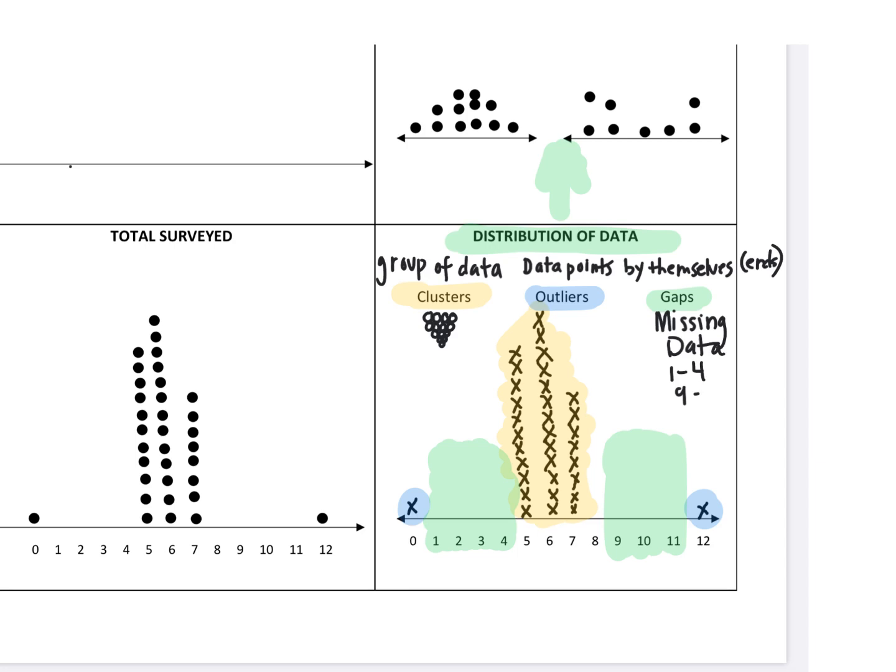Let me go over that again. It's not between 9 and 11, our second gap. Our second gap is between 8 and 11. I apologize for that. 8 and 11. Okay? On the other one, for clusters, we have a cluster between 5 and 6 and 7. So 5, 6, 7. Between 5 and 7. Okay? And then our outliers are at 0 and are at 12. So we have two outliers.